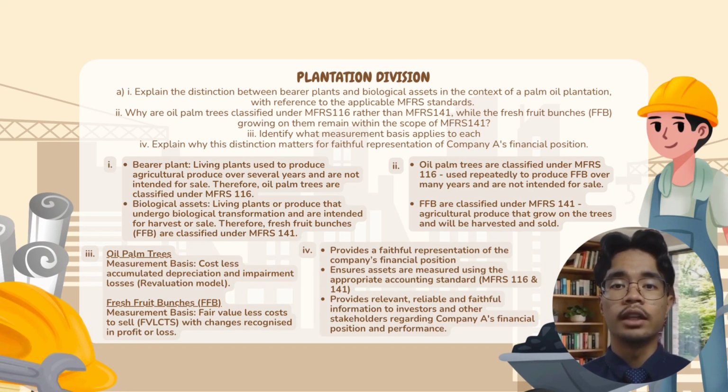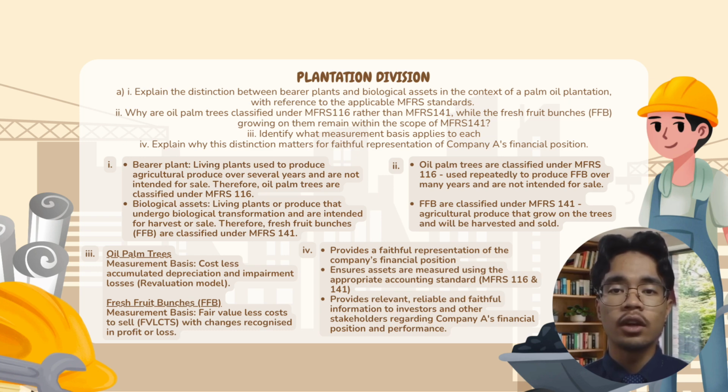In a palm oil plantation, there is a distinction between bearer plants and biological assets. According to MFRS 116, all palm trees are classified as bearer plants because they are used repeatedly to produce fresh fruit bunches, or FFB, over many years and are not intended for sale. In contrast, the FFB growing on the trees are classified as biological assets under MFRS 141 because they are agricultural produce that will eventually be harvested and sold.